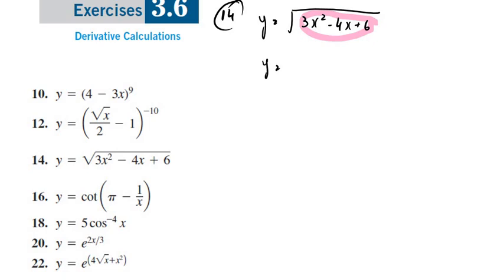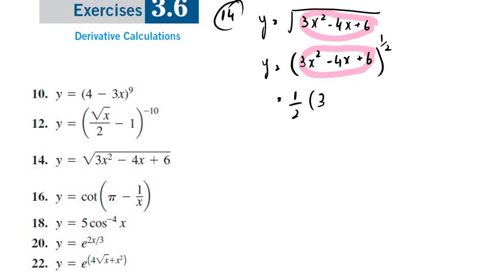We keep the root as it is as we differentiate the mother function. So minus 4x plus 6 to the power half minus 1, which is minus half. Now we differentiate the baby function. The baby function 3x squared is 6x minus 4. So we can always bring this to the denominator.